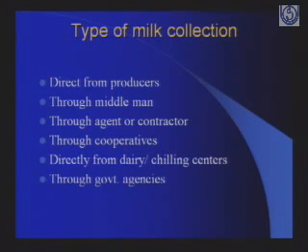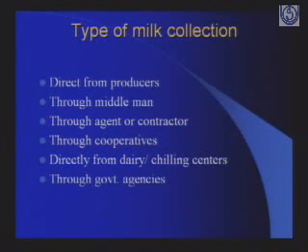Third is through agent or contractor. This is also the same as the middleman. A few contractors are appointed by the dairy plant, and then those contractors collect the milk, transport the milk, chill the milk, and give the milk at the dairy plant. In this system also, the same problems are there, that the producers and the milk plant are cheated by the contractor, quality-wise, in the milk quality, as well as price-wise.